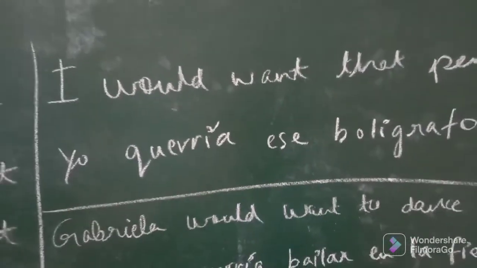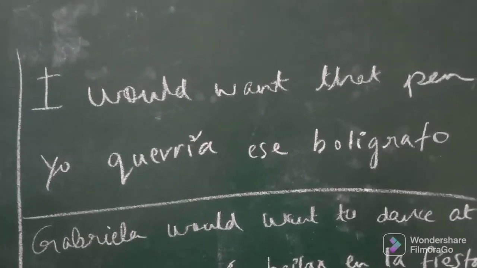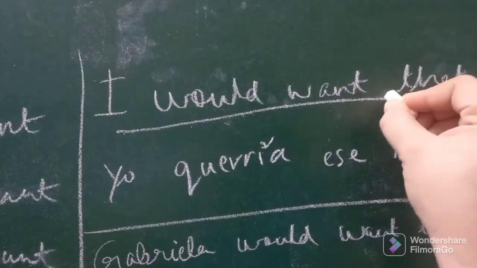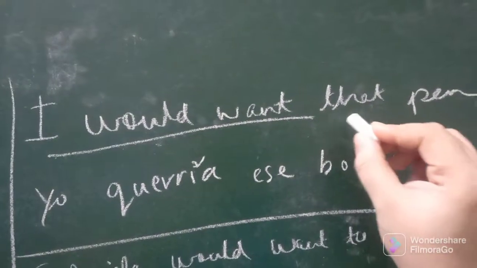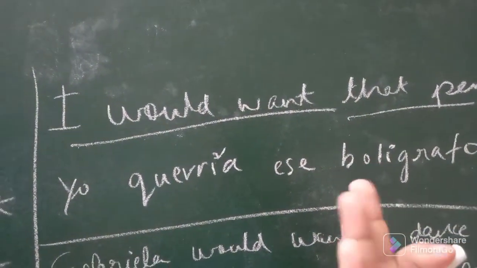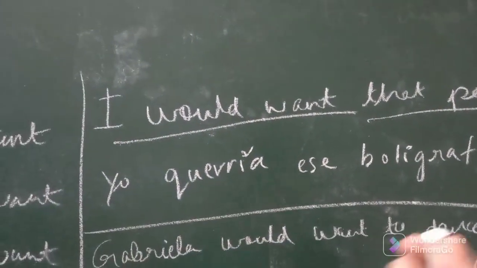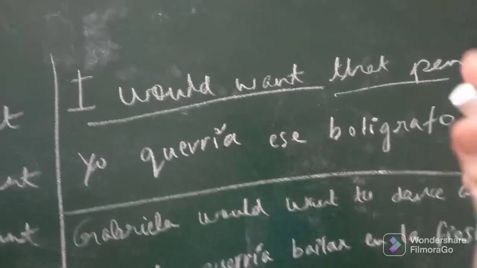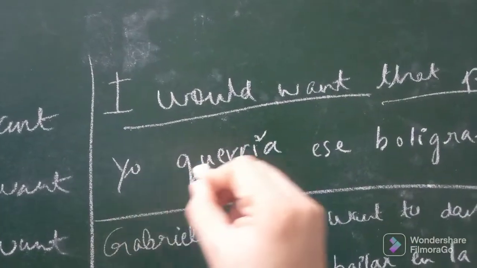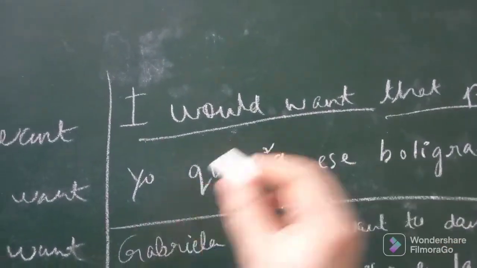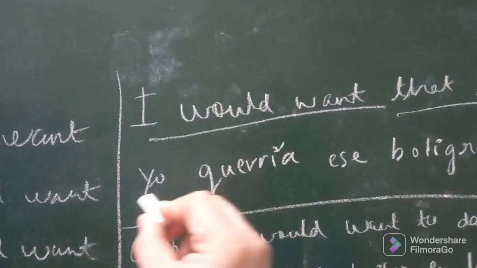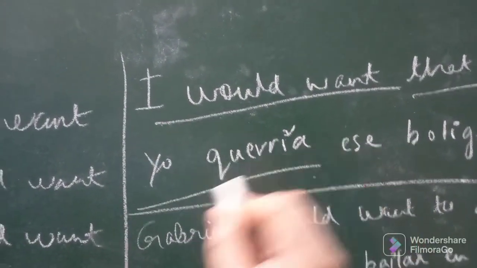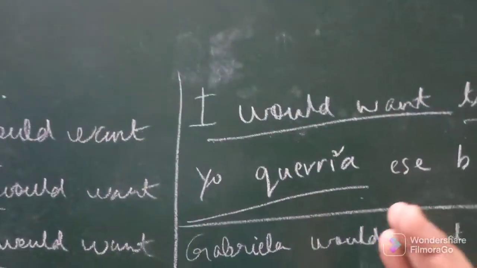I would want that pen. You remember this expression first, I would want. Then you remember this: What do you want? ¿Qué tú quieres? So I would want is yo querría ese. That is basically ese, but I would want is yo querría, from querer, querría.